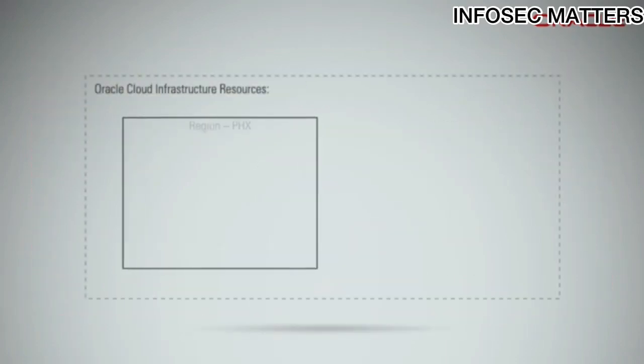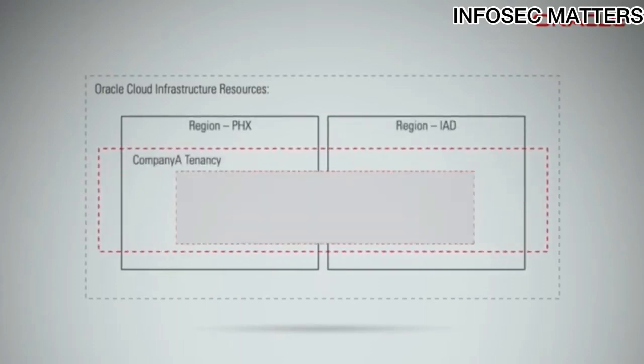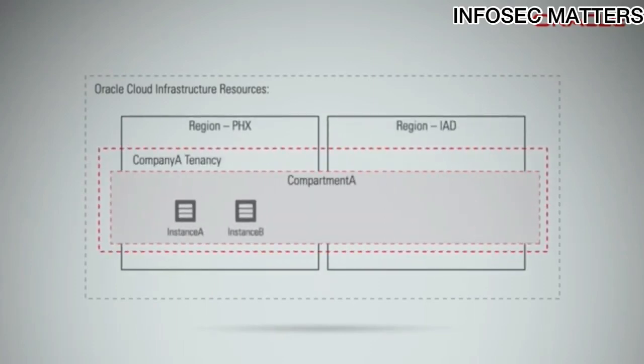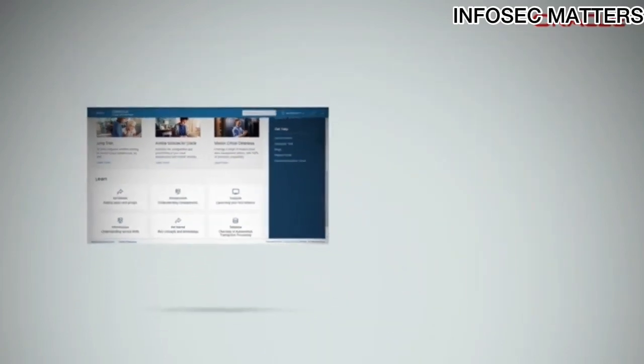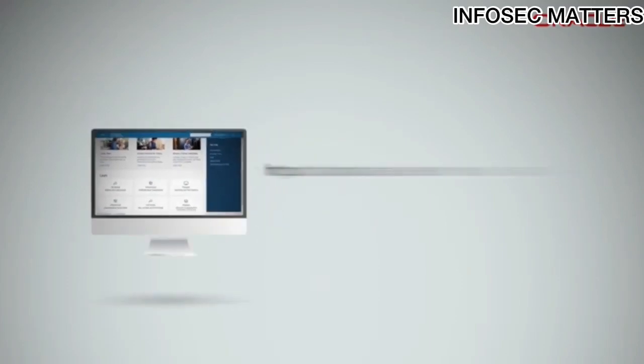IAM resources, compartments, users, groups, and policies are global, so you can access them across all regions. The URL for the web-based console to sign in is https://console.us-phoenix-1.oraclecloud.com/. Use the console to access and manage your Oracle Cloud Infrastructure resources.